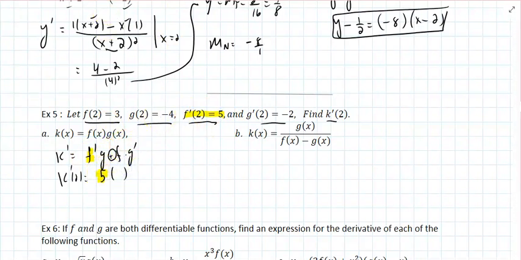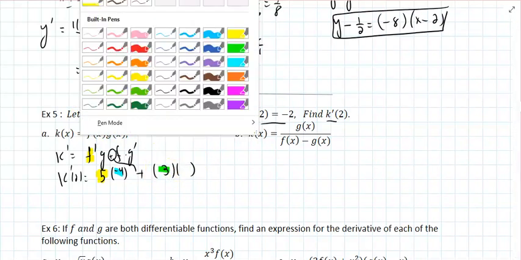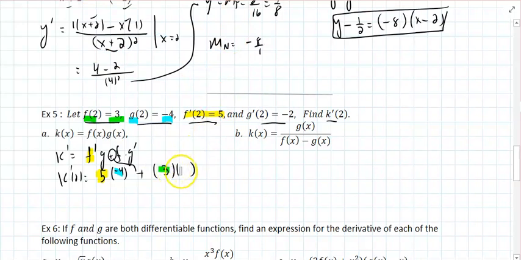Times g. G is the original. That's a -4. Plus f. And f happened to be a 3 in this case. Times g prime, and g prime happened to be a -2, and that would be -20 minus 6, which is a -26.